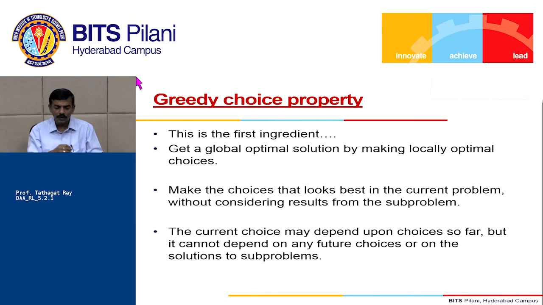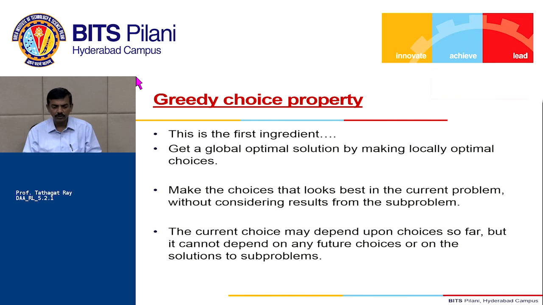What are the choices I'm going to do in future? It doesn't depend upon that, right? So the current choice may depend upon choices so far, but it cannot depend upon any future choices or on the solutions to the sub-problems which are left. Okay, so it is not going to depend upon that. So it's perfectly fine to make a greedy choice, but you need to show that this greedy choice is going to work.